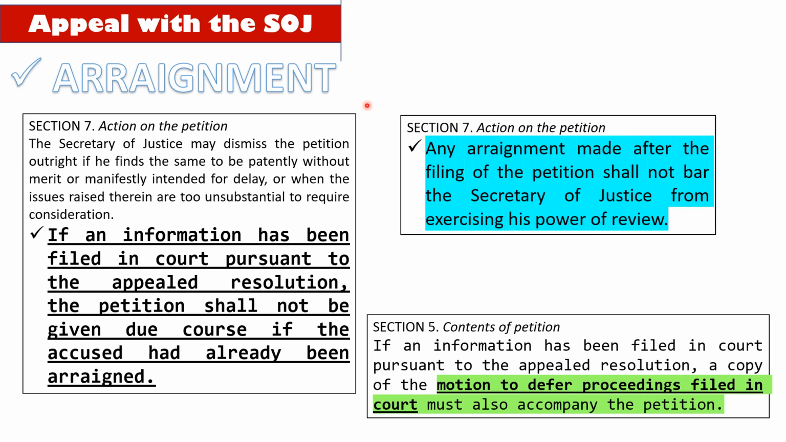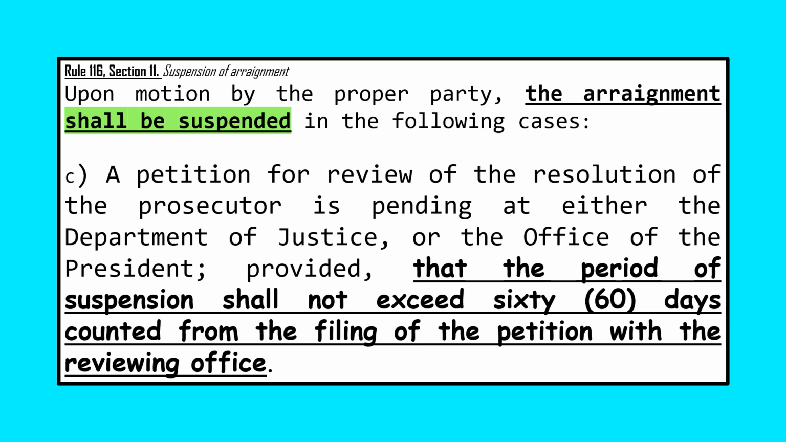On the other hand, if arraignment was made after the filing of the petition, take note, arraignment nangyari after the filing of the petition, it will not bar the Secretary of Justice from exercising his power of review. So if you have an appeal with the Secretary of Justice, if you are the lawyer of the accused, that is your lookout. Your lookout is for the accused not to be arraigned. Because if you will be arraigned, that would be useless.